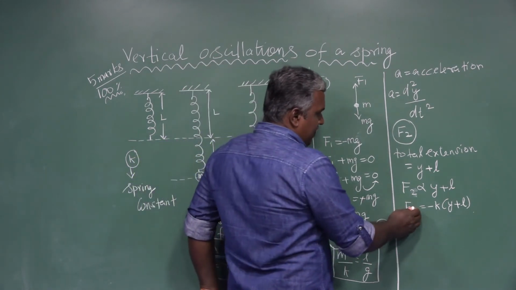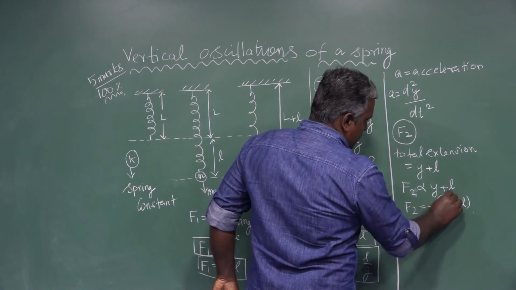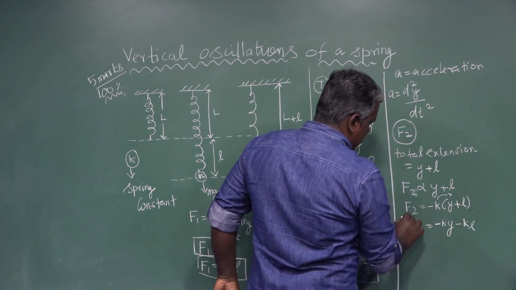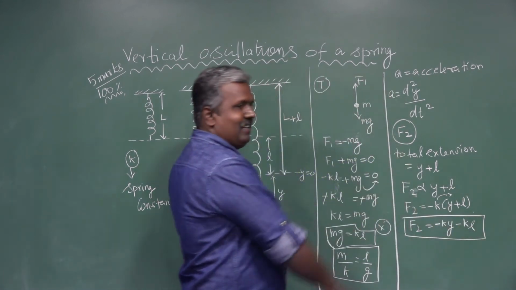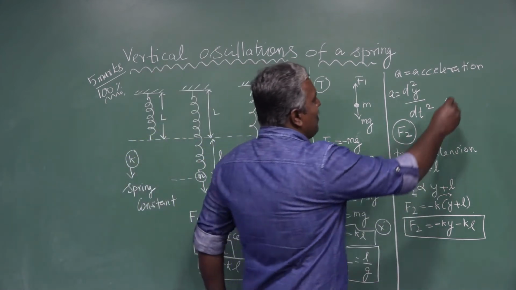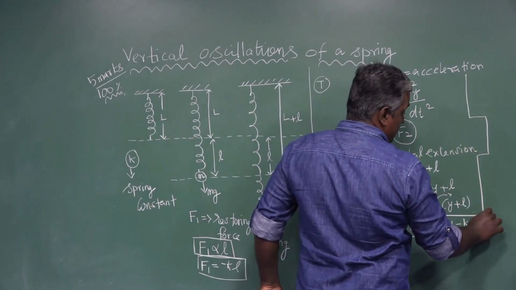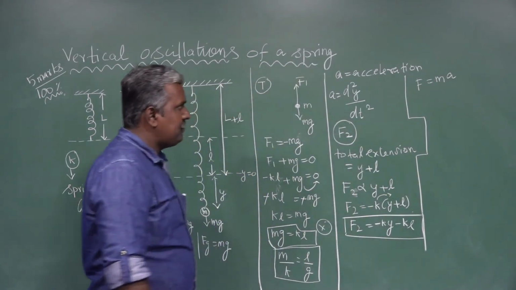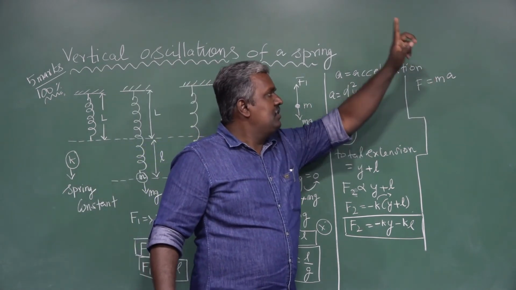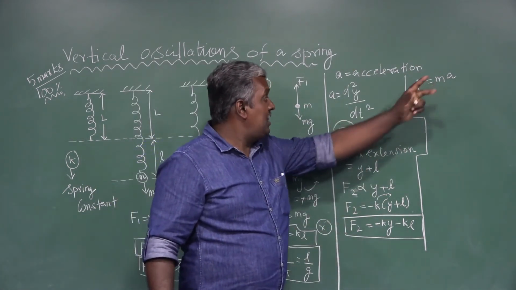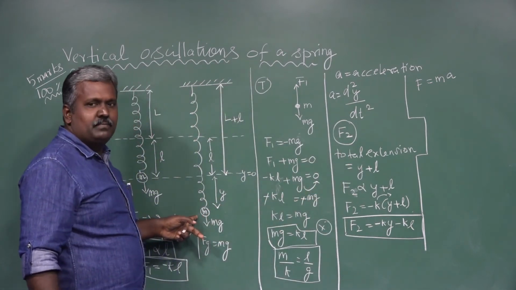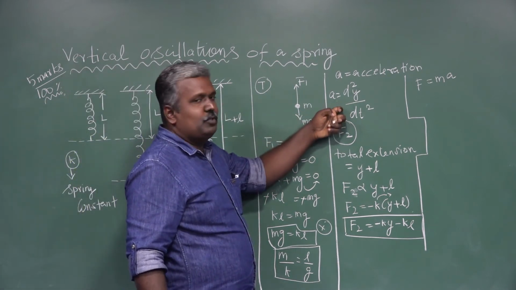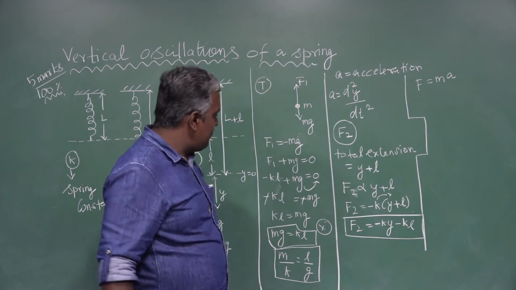Okay, so F2 is equal to minus ky and minus kl. Okay. One famous equation borrowed from Newton's second law: F is equal to ma, no? Total force, total mass, total acceleration. Mass, only m. A is equal to, already written on the board. Total force, now total force, very good.